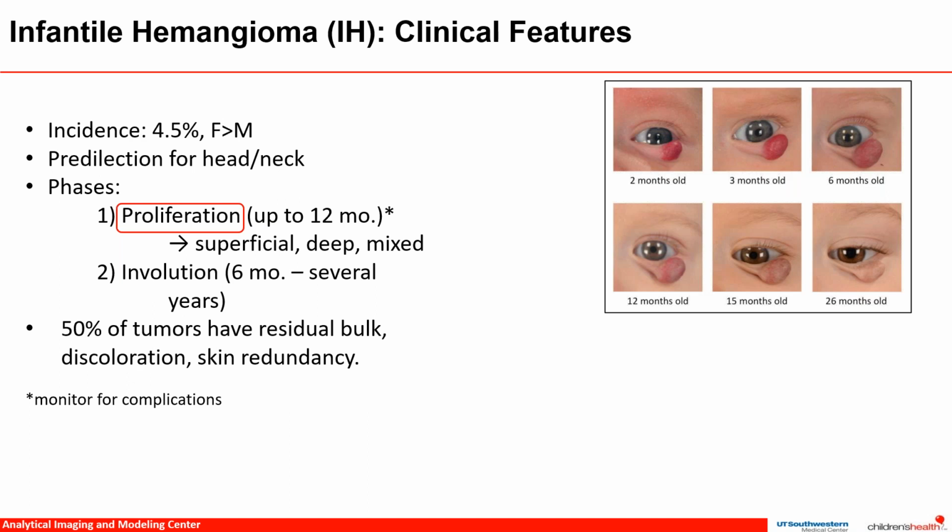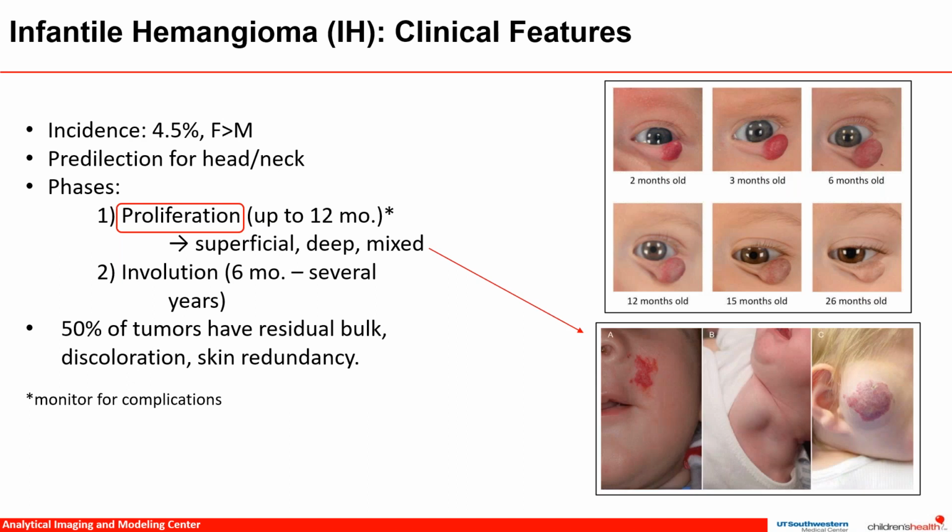It's vital for physicians to monitor the lesion growth during this time to manage any potential complications, such as bleeding, infection, airway obstruction, or visual or auditory compromise. During the first stage, infantile hemangiomas can be classified based on their depth as deep, superficial, or mixed.